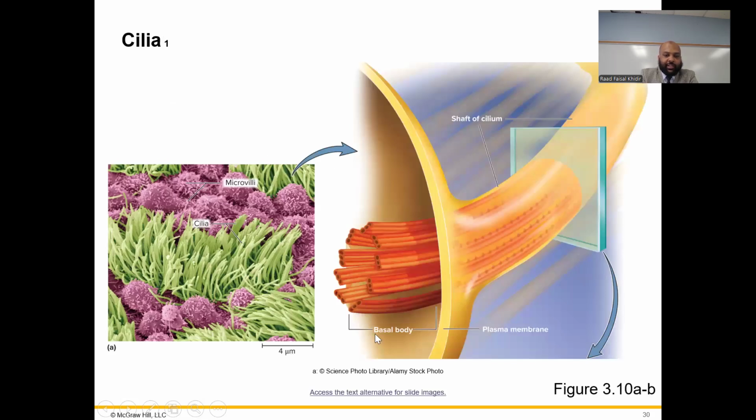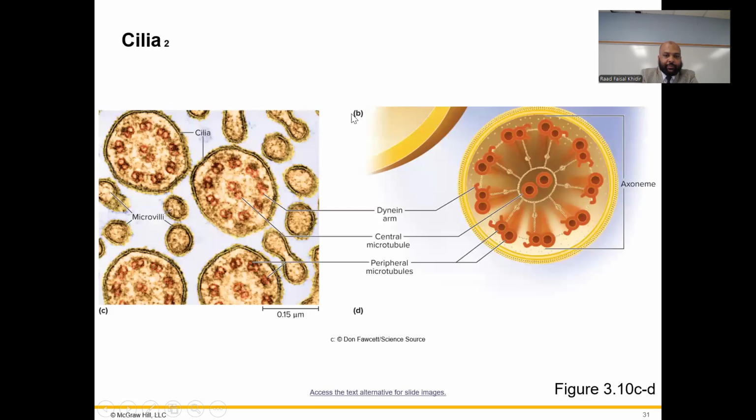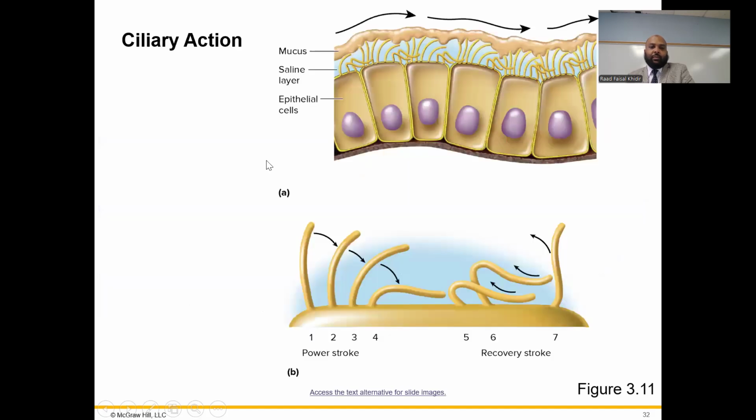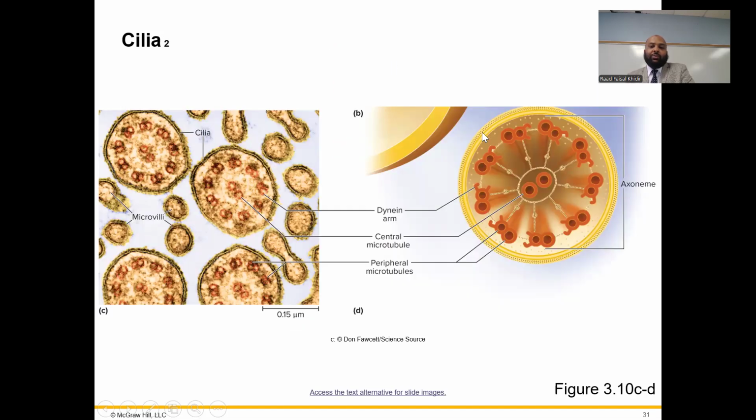So that shows us the cilia. That's the basal body, and that's the shaft of the cilium, and that is the plasma membrane. And that shows us the 9 pairs plus 2. There's 1 pair, and there's 1, 2, 3, 4, 5, 6, 7, 8, 9 around it. So these are the dynein arms, and these are the central tubules, and these are the peripheral tubules. So central 2 and peripheral 9. So now that's the ciliary action. It shows you how the cilia move, due to their dynein arms and the microtubules.